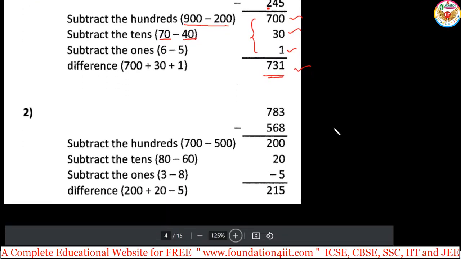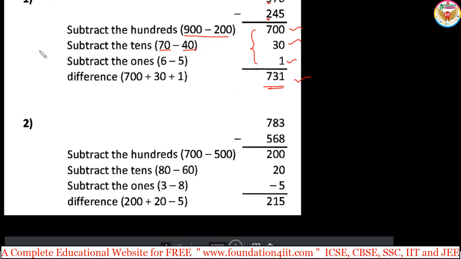For example, here is another one of the same type, 783 minus 568. In the hundreds place, 7 and 5, so 700 minus 500 is 200. Tens place, 8 and 6, right? So 80 minus 60 is 20. 8 minus 6 is 2, so 80 minus 60 is 20 directly. 7 minus 5 is 2, so 700 minus 500 is 200. You can remember it that way.